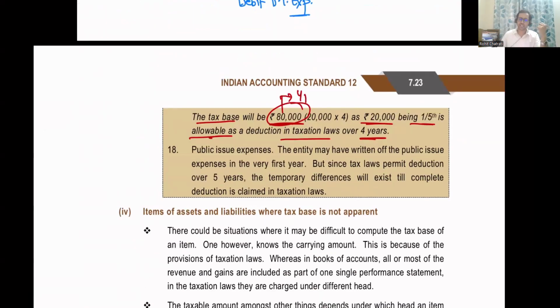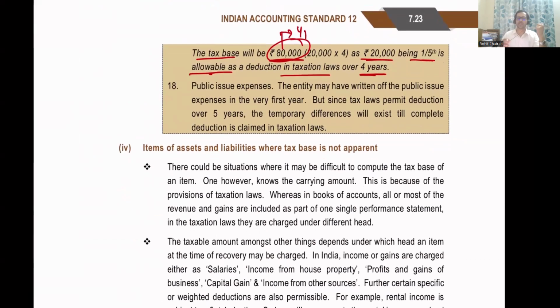We are also done with example number 18, which is a replica of example number 17 itself. It's just a different nature of expense. The expense is public issue expenses. In example 17, we were looking at incorporation expenses or preliminary expenses. Over here, we are referring to IPO expenses. When a company is going for IPO, the expenses that it incurs are treated differently between accounting and taxation, and that could result in deferred tax, but it's exactly the same as example number 17.